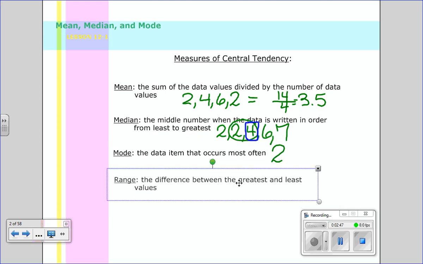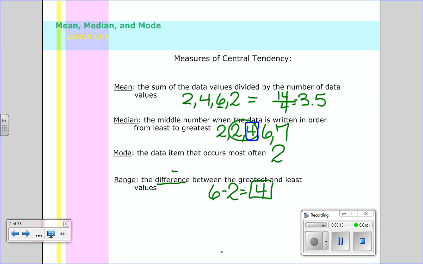And then we also have here range. When we talk about range, it's not usually a measure of central tendency, but it goes along with the ideas. The range is a difference, meaning the operation is subtraction, between the greatest and least value. So again, if I go to the top, my largest number, or greatest, is 6. My smallest is 2, so the range here is 4. There we go. So those are the measures of central tendency we're going to look at.